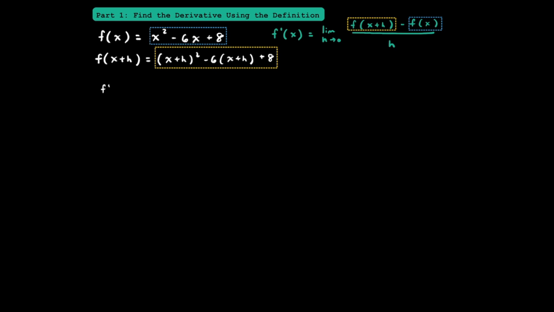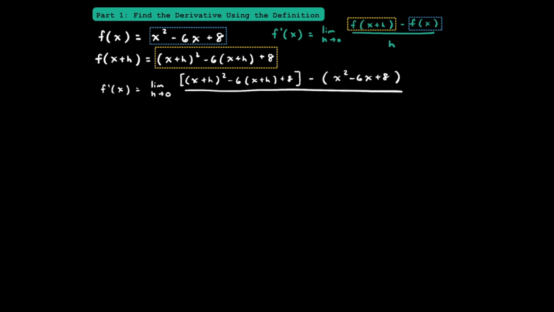The derivative of this function is going to be equal to the limit as h is approaching 0 of f of x plus h, which is just going to be x plus h squared minus 6 times x plus h plus 8, minus f of x, which is going to be x squared minus 6x plus 8. Don't forget to put f of x in parentheses. This whole thing is going to be over h. Here we can see our substituted functions, so let's simplify now.